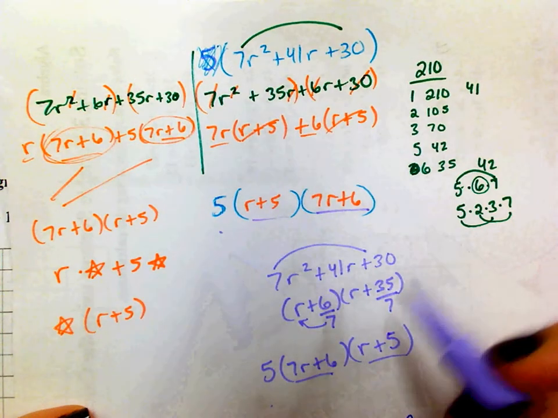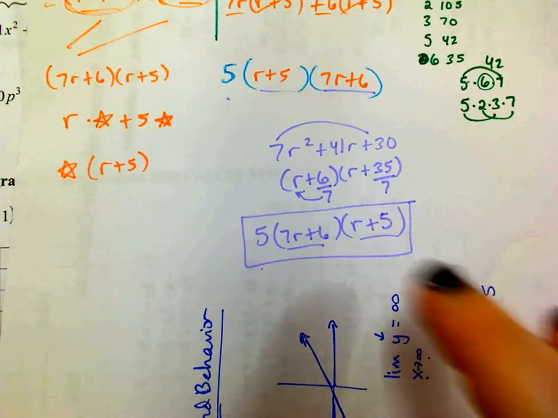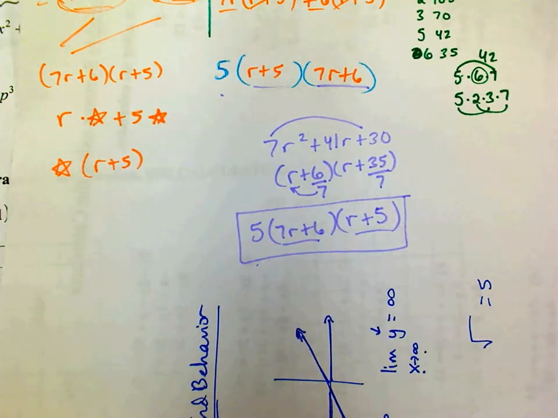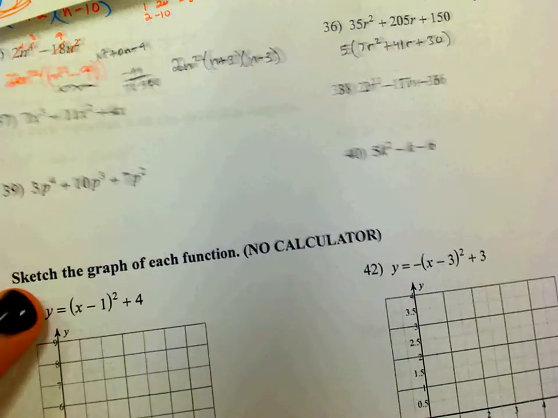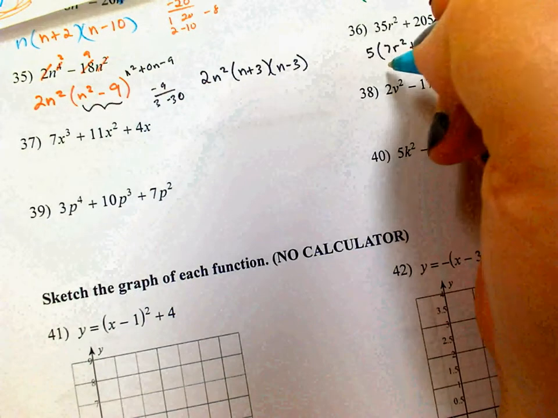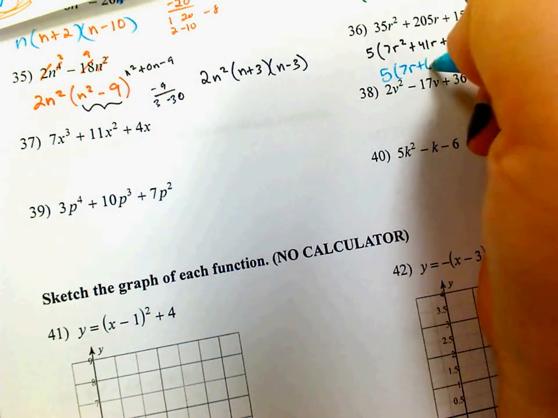Okay. We will talk more about that later, okay? Because there's definitely some things you gotta know about it. So that one is 5, 7r plus 6, r plus 5.